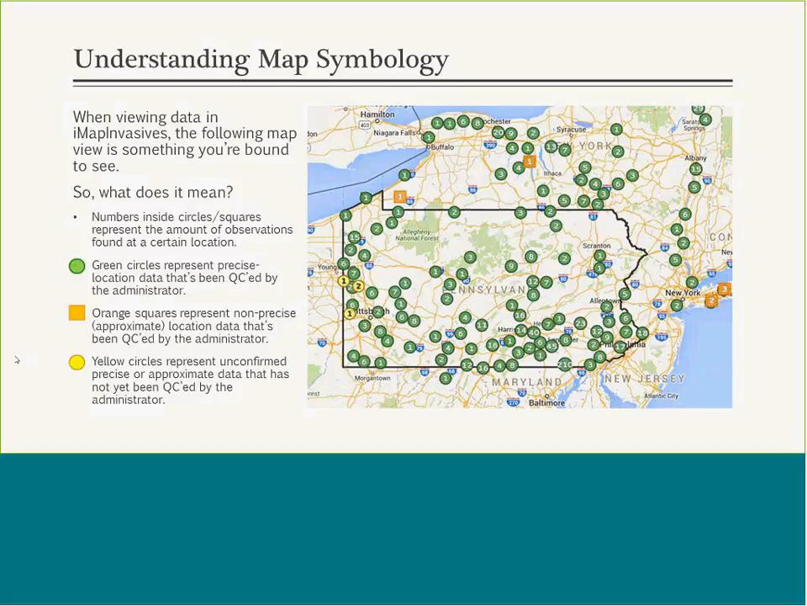And then the yellow circles represent unconfirmed data. This is data that was just submitted, and the administrator didn't have a chance to review it yet. It could be either precise location data or approximate, depending on what it ends up being. Okay, so that's just a very brief overview of how to better understand the data that you will ultimately be looking at on the map.